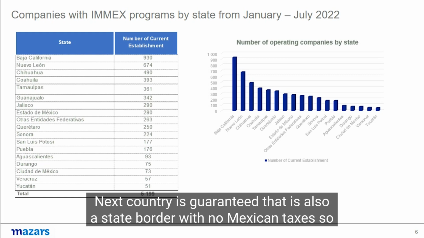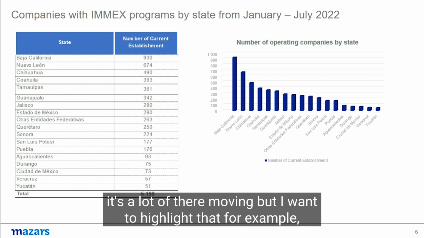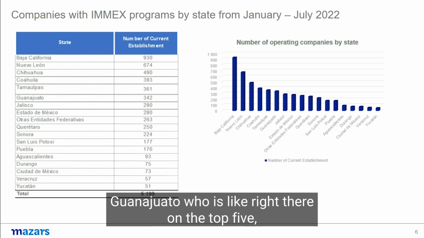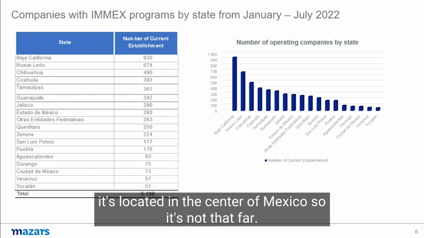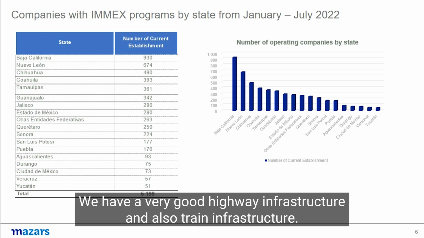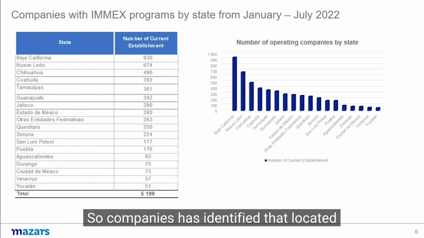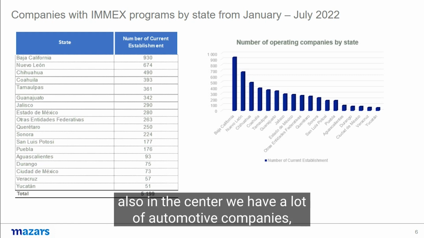a state border with New Mexico and Texas. So there are a lot of them moving. But I want to highlight that, for example, Guanajuato, which is right there in the top 5, is located in the center of Mexico. So it's not that far. We have very good highway infrastructure and also train infrastructure. So companies have identified that they can also locate in the center.